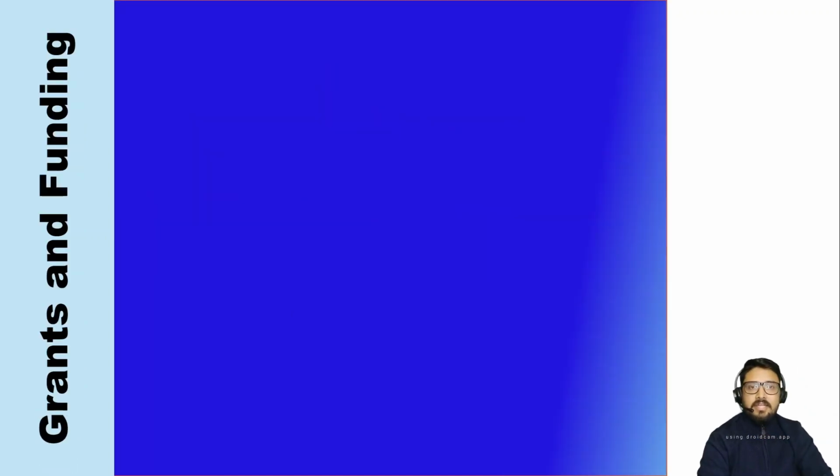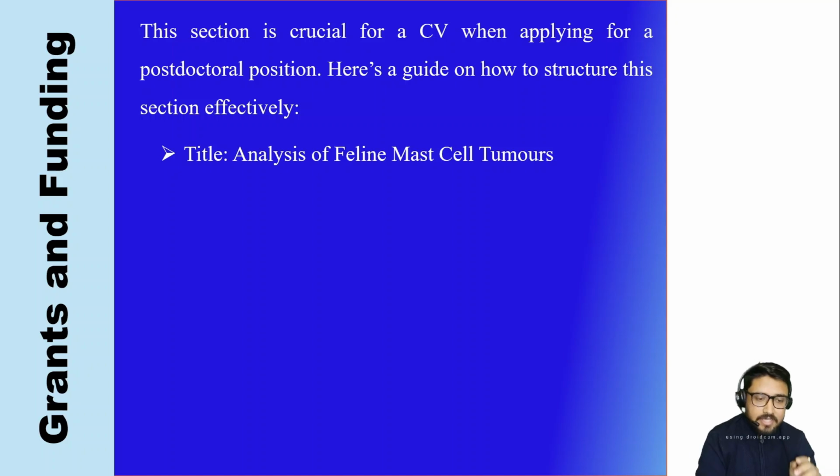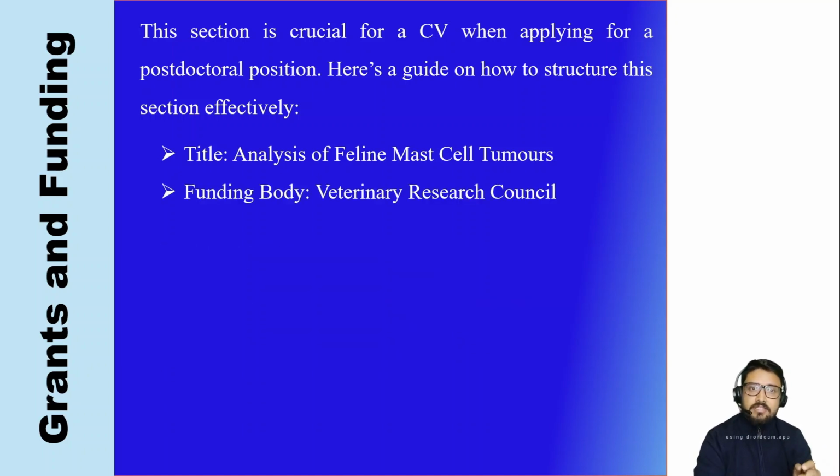The next, grants and funding. Some students in undergrad apply for funding or grants and they get the grant. So if you got some grant, then you can keep it in the grants and funding section. Okay, and it is crucial for demonstrating your ability to obtain research funding. This is most important if you are applying for postdoc. So in this section, what we can include: first, title, analysis of feline mast cell tumor, which we did in this one. Who gave me? Veterinary Research Council. Amount, $20,000 I got.